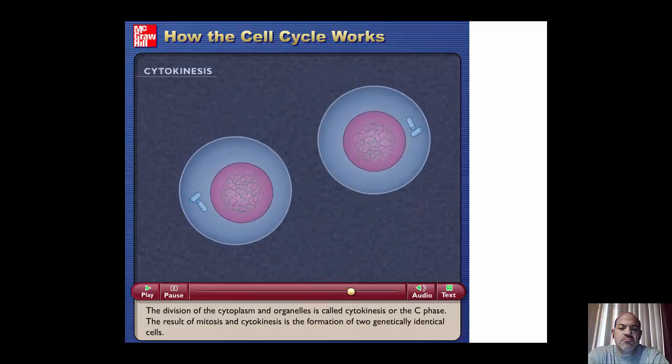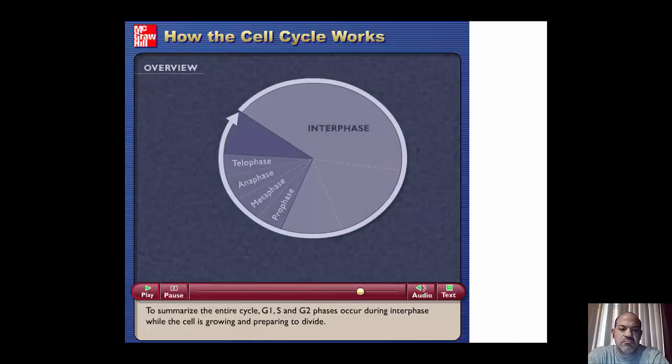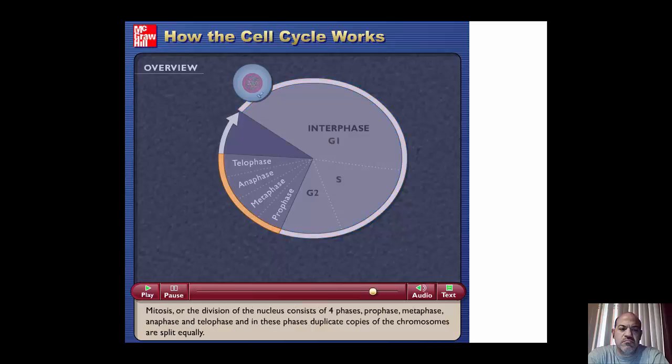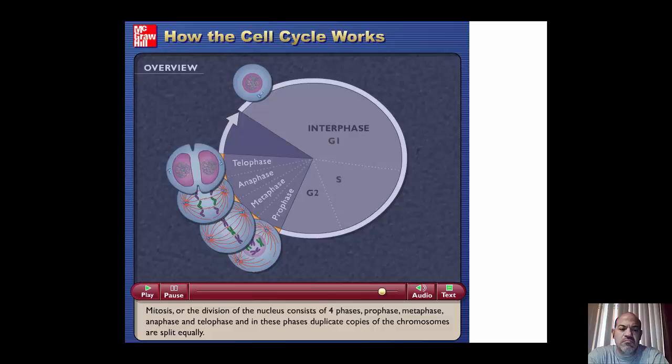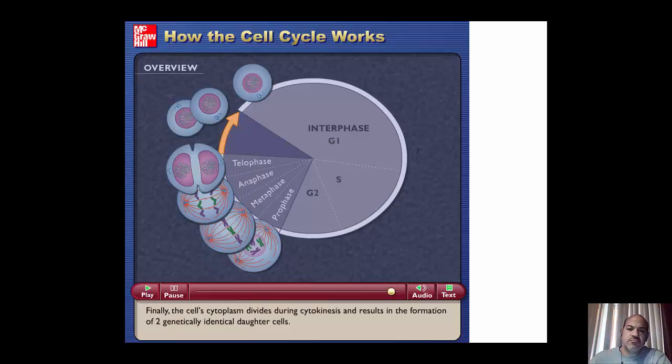The result of mitosis and cytokinesis is the formation of 2 genetically identical cells. To summarize the entire cycle, G1, S, and G2 phases occur during interphase while the cell is growing and preparing to divide. Mitosis, or the division of the nucleus, consists of 4 phases: prophase, metaphase, anaphase, and telophase, and in these phases duplicate copies of the chromosomes are split equally. Finally, the cell's cytoplasm divides during cytokinesis and results in the formation of 2 genetically identical daughter cells.